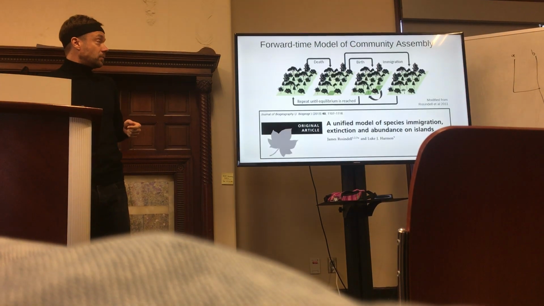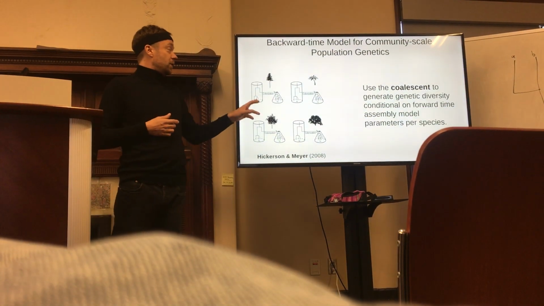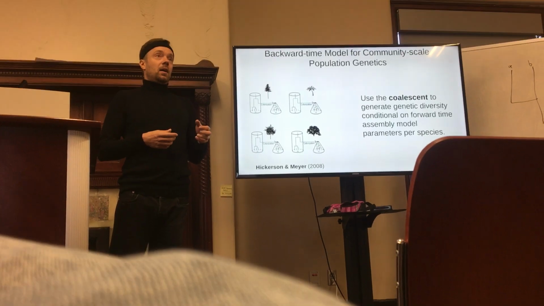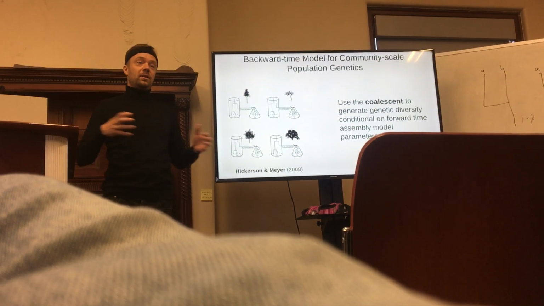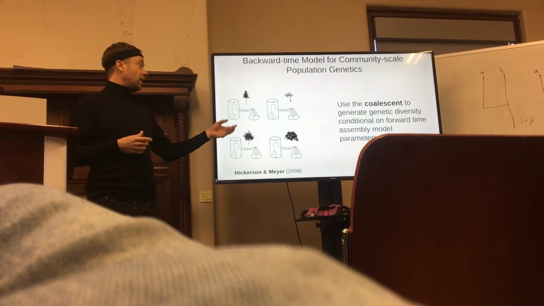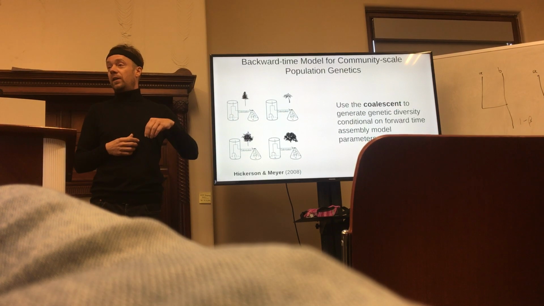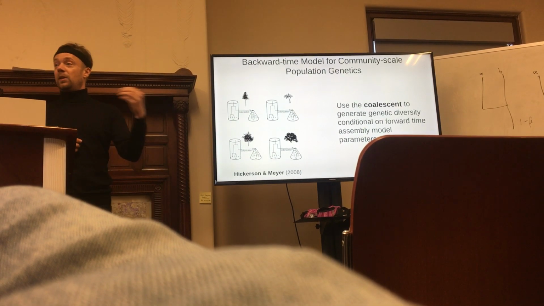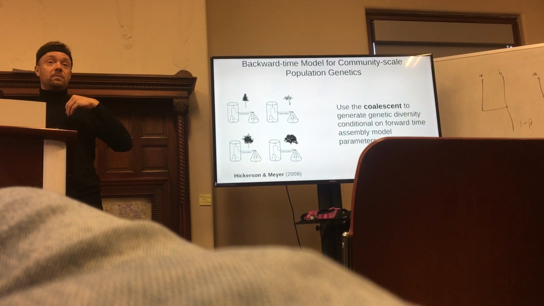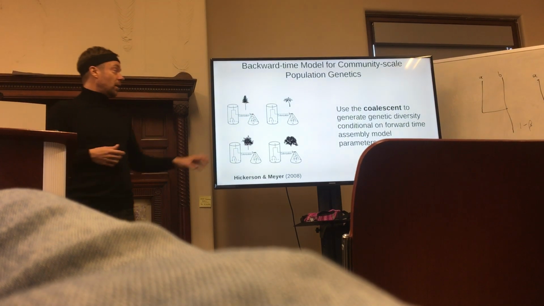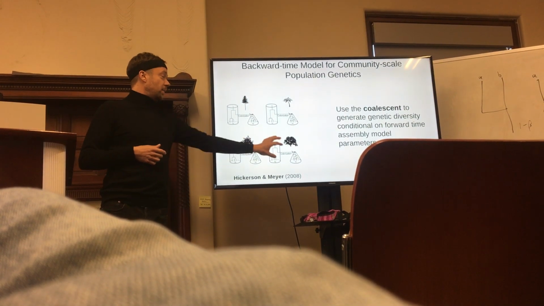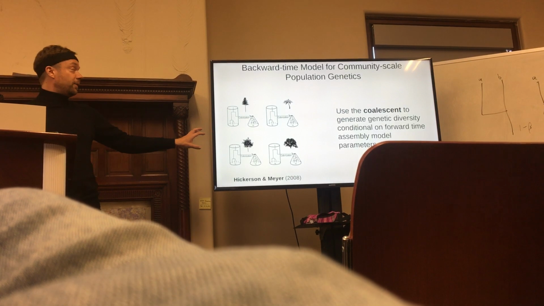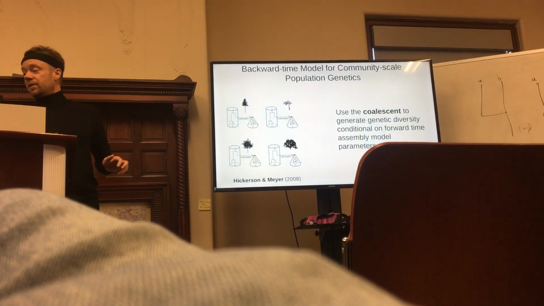As we do this, in each simulation we keep track of the changing population sizes, the changing abundances of each species. We also keep track of the age of the species, because we know when each species entered the local community, since we keep track of the time of the colonization events. Then we can use that information backwards in time to generate genetic variation under the coalescent.